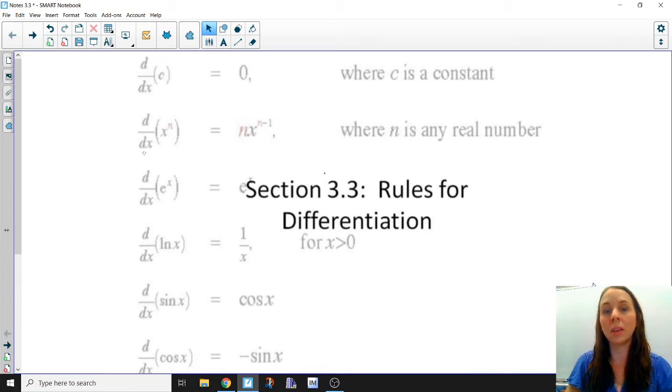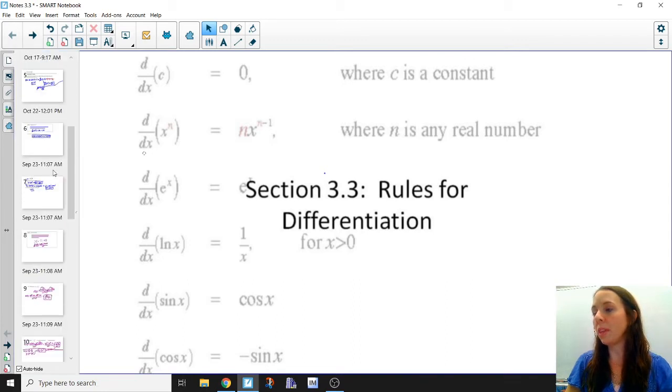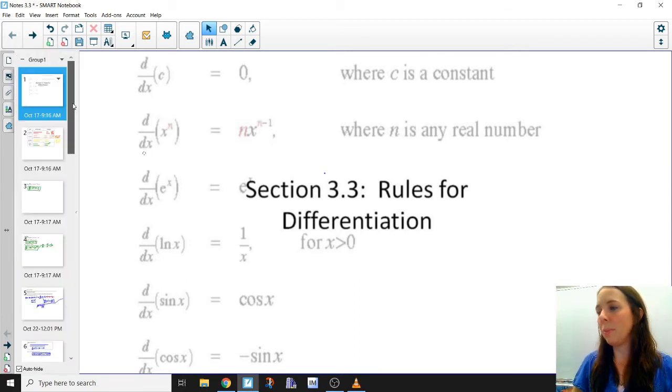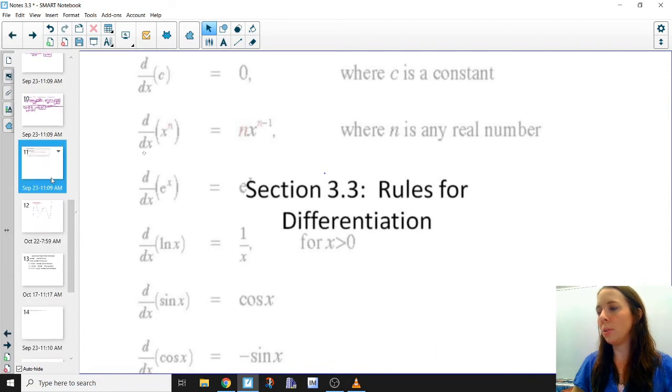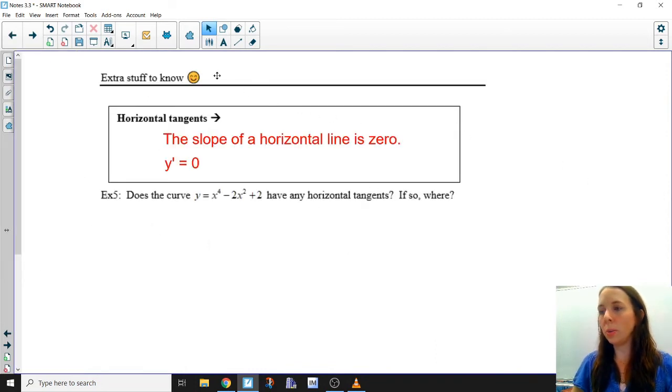In that first video, we discussed 6 basic important rules to know for differentiation. What we're going to do in the second video is talk about some other pieces for derivatives that are important to know as you move forward in your study of calculus. So, let's jump back into the notes to this section where we have some extra stuff to know.